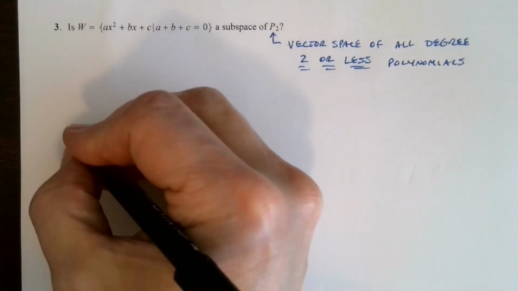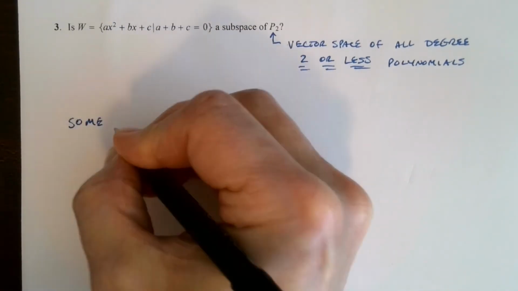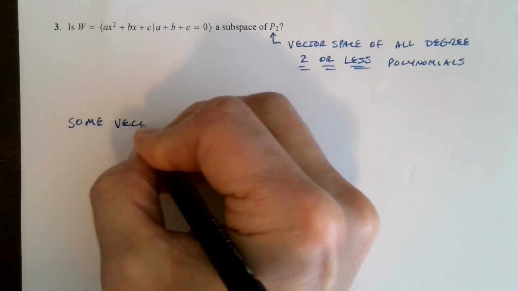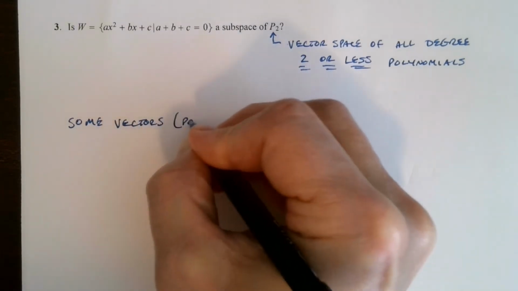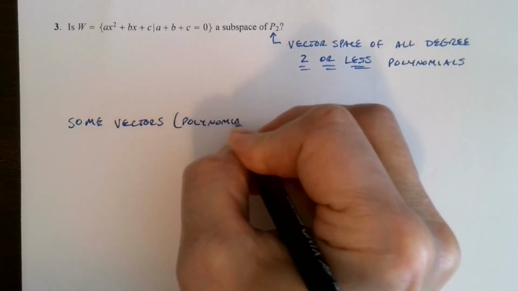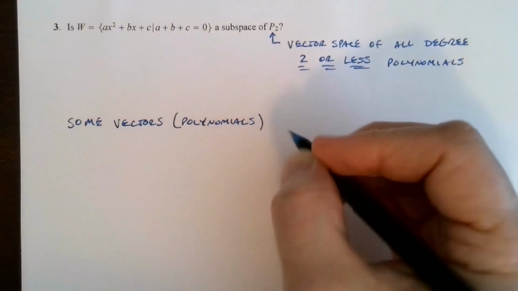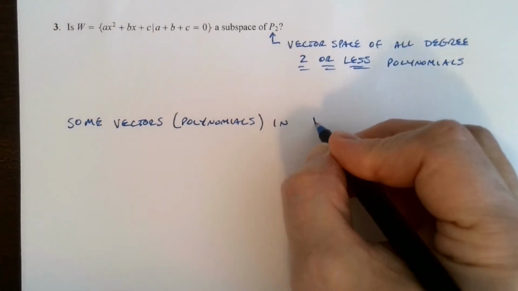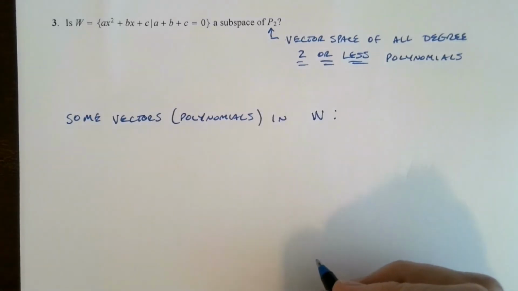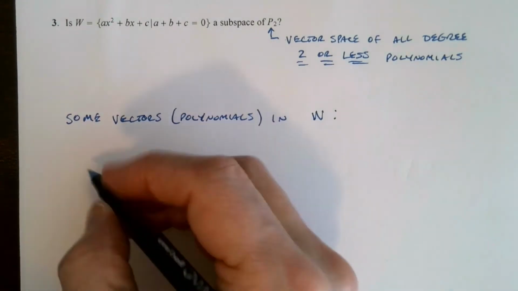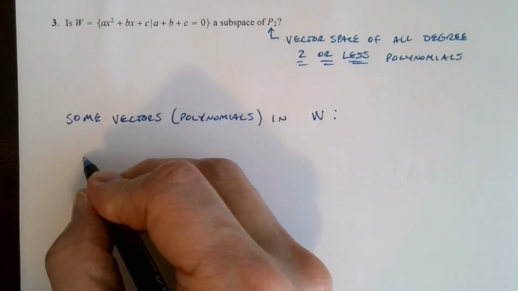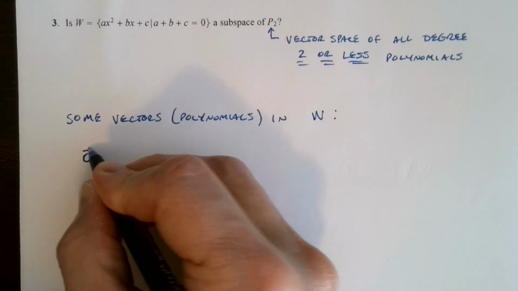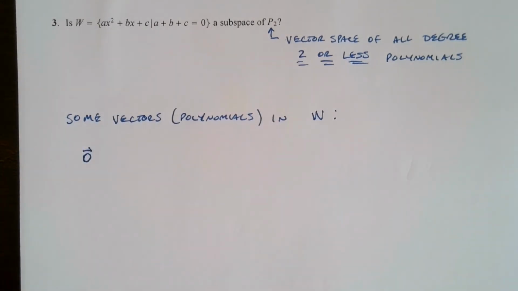Okay, so again, what we're going to look at is what are some vectors, or in this case, what are our vectors? Our vectors are polynomials. What are some vectors or polynomials in the set W? All right. Well, first one I'll have you note is this. The 0 vector is in there. Now, what in the world is the 0 vector in this set? What are we talking about?